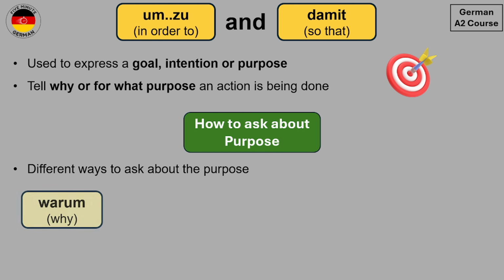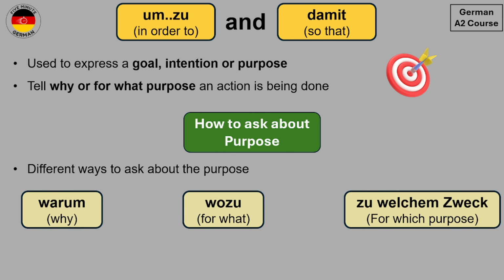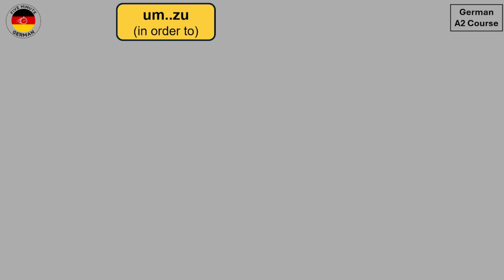The first is warum, which means why. So we already know this. Then we also have another W word, which is wozu, which means for what. And a third way is zu welchem Zweck, which means for which purpose. So Zweck means purpose or goal. So if you see any of these words in the question, then you can use um zu or damit in your answer. Now let's first take a look at um zu and understand it with some examples.